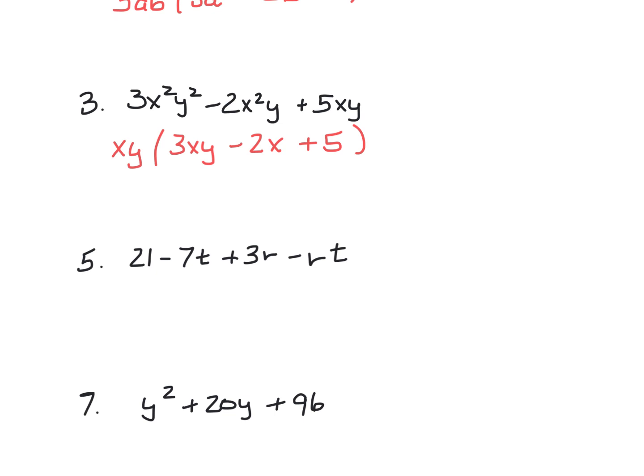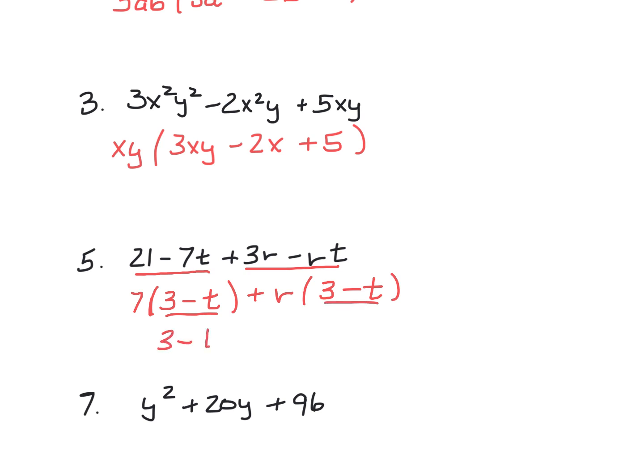Number 5 has 4 terms. So this would be grouping. We would group these first 2 terms together. I could take a 7 out of that, which would leave me with 3 minus t. And then these next 2 terms, I could take out an r, which would leave me with 3 minus t. And then 3 minus t, you can see, is common to both of these terms. So I'm going to take a 3 minus t out of each of those, which leaves me with 7 plus r. And that has been factored by grouping.